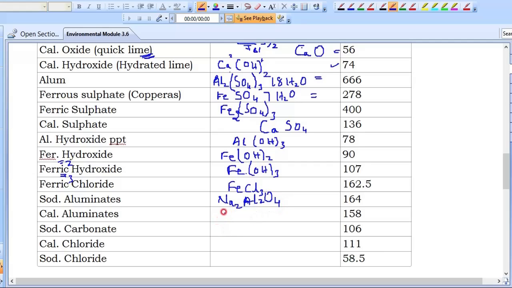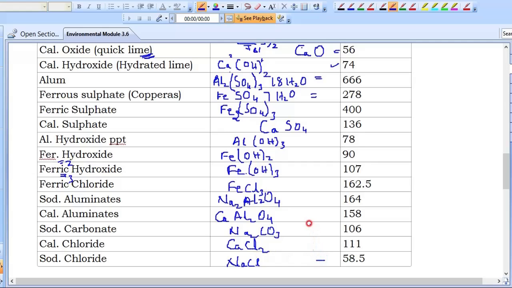Then calcium aluminate, CaAl2O4, that is 158. Sodium carbonate, Na2CO3, 106. Calcium chloride, CaCl2, calcium chloride, 111. Then sodium chloride, that is NaCl, that is 58.5.